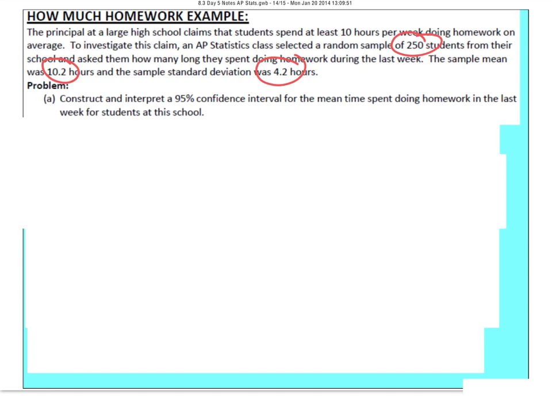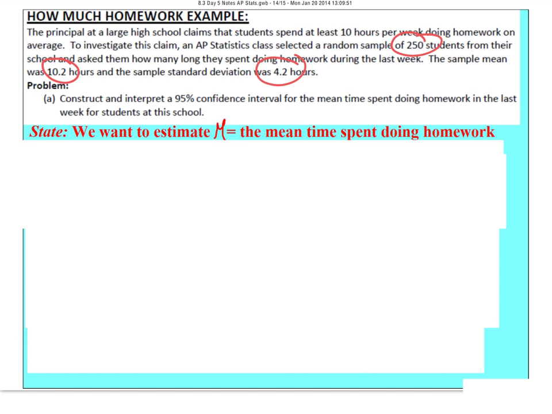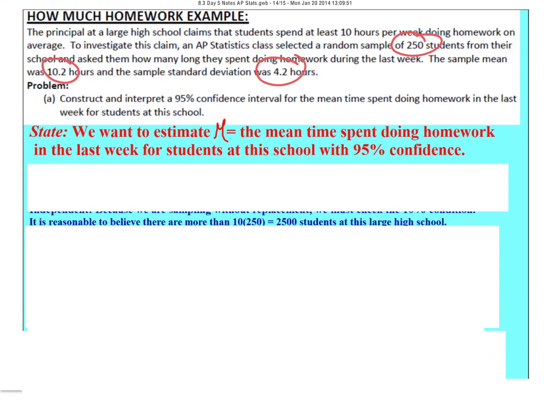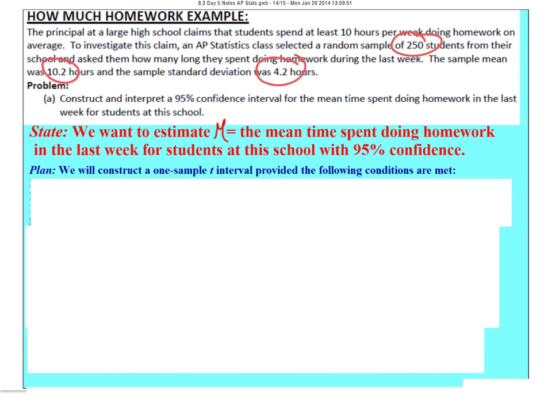So let's state the situation. What I want to do here is we want to estimate mu, which is the mean time spent doing homework in the last week for students at this high school with 95% confidence. Okay, let's go into the plan. So the plan portion for this, we will construct a one sample t interval, provided the conditions are met. And remember, it's nice to state the one sample t interval right up front here so we don't have to show the formulas. So let's just look at the conditions.